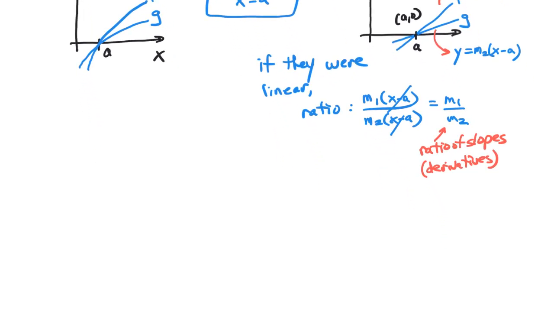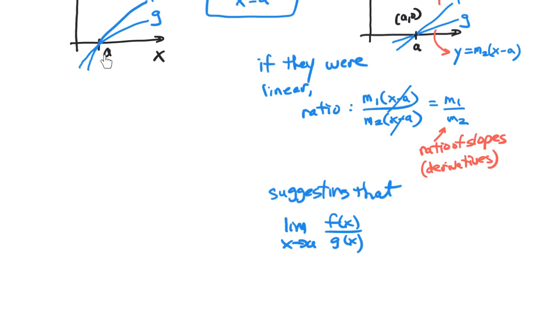that the limit as x approaches a of f of x over g of x, right, as we get really close to a, we zoom in here, the limit of this f of x over g of x looks like it might be the limit as x approaches a of f prime of x over g prime of x. So again, it just seems plausible that would work.